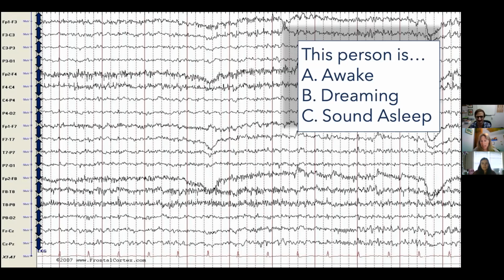Yeah, it looks like there were a lot of C's. I did see a couple people say dreaming. I haven't seen any A's. It almost seemed equally split between B and C. Interesting. So it seems like most of you think this is showing an EEG of someone who's dreaming or sound asleep. Well, actually, it's an EEG of someone who's awake. But the thing is, unless you're an expert and you really know how to read an EEG, it can be really difficult to distinguish between an EEG of someone who's awake and of someone who's dreaming, because they can look very similar, and it may be hard to distinguish between them.